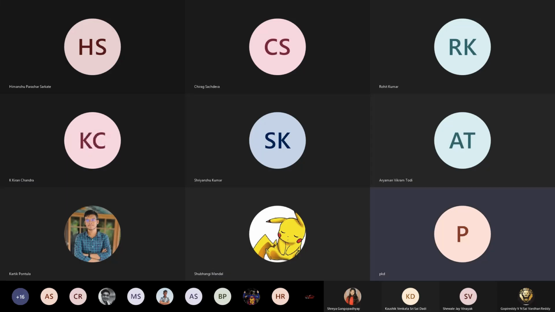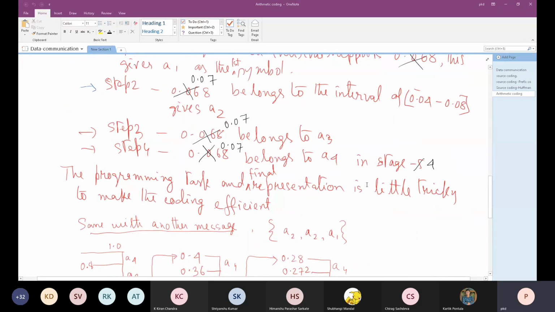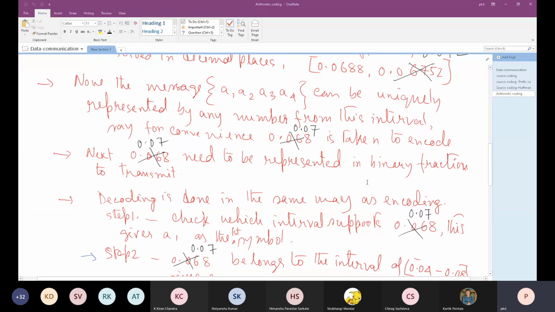Afternoon, everybody. We shall continue our discussion on source coding. There are numerous kinds of source coding people have used, and only two of them we have discussed here, and one or two we shall discuss that are not based on probability distribution. Yesterday we discussed arithmetic coding.